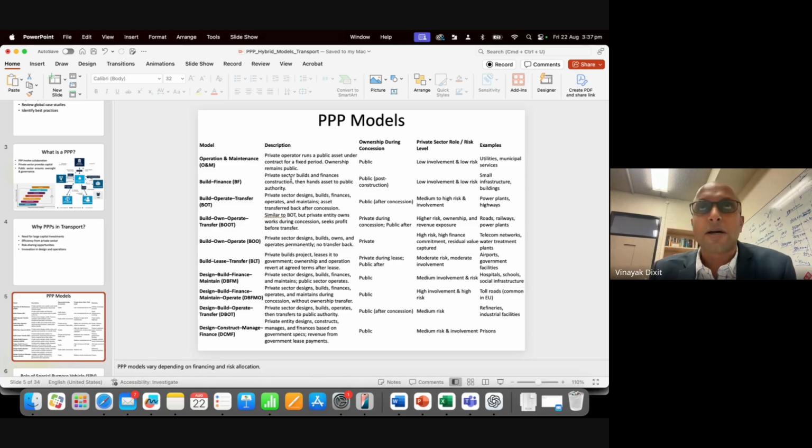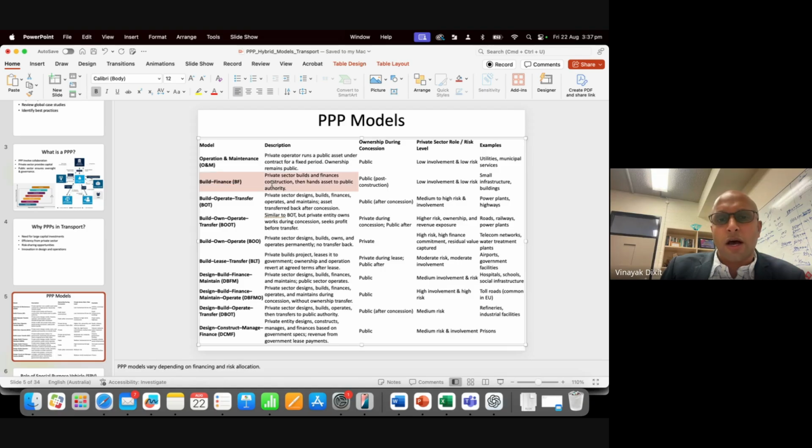Usually, build and finance is not used for roads and all of that. It might be used for buildings or small infrastructure, like a boat. It's basically like a lease. Build and finance is basically a lease model kind of thing. Build, operate, transfer, you all know about this. So you build, operate for a concession period, and then transfer it.